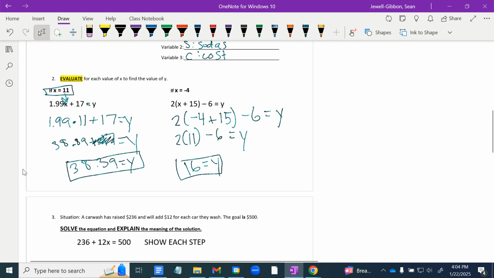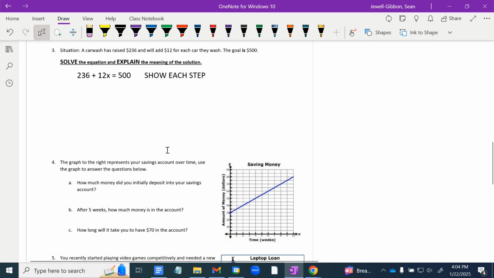All right, page number 2, halfway done here. Back to some situations. So we've got a car wash that has raised $236, and we'll add $12 for each car they wash. So $12 for each. Again, that tells you that you're talking about a rate or a slope, and the goal is $500. So this is going to be our total. They want us to solve this equation and explain the meaning of the solution.